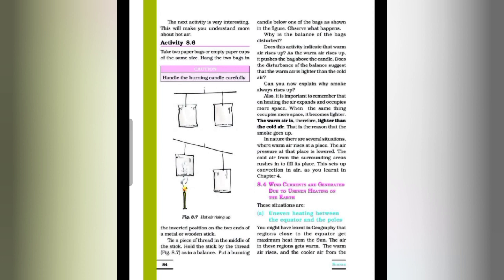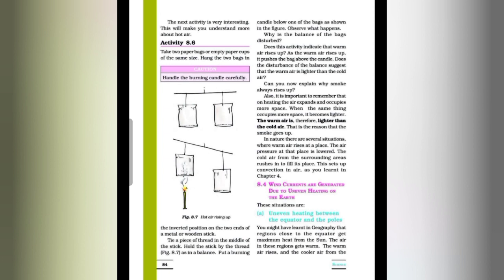What we have to do: take two paper bags or empty paper cups of the same size. Hang the two bags in the inverted position on the two ends of a metal or wooden stick. Tie a piece of thread in the middle of the stick. Hold the stick by the thread as it is showing in figure 8.7, as in a balance. Put a burning candle below one of the bags as shown in the figure. Observe what happens. Why is the balance of the bags disturbed?